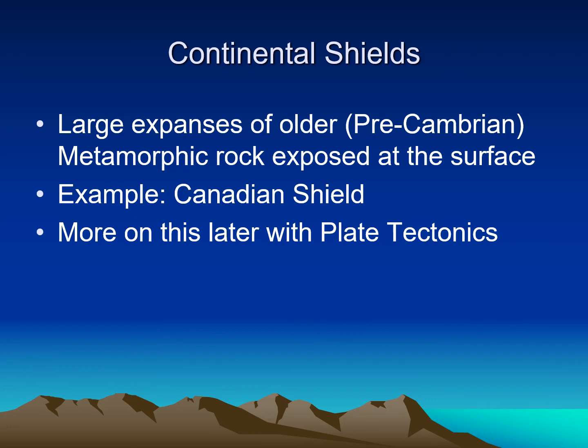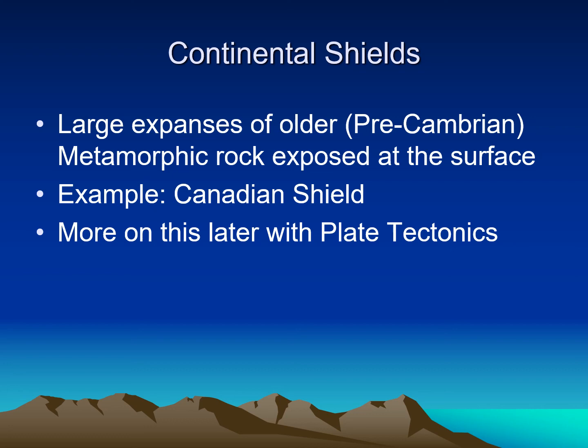I think this is our last topic. So, continental shield. What is a continental shield? A continental shield is somewhere where you have large expanses of older Precambrian basement rock, metamorphic rock, exposed at the surface. Where can we find that? In Canada. In Canada, we find that oldest continental crust, oldest North American material. We call that the Canadian Shield.